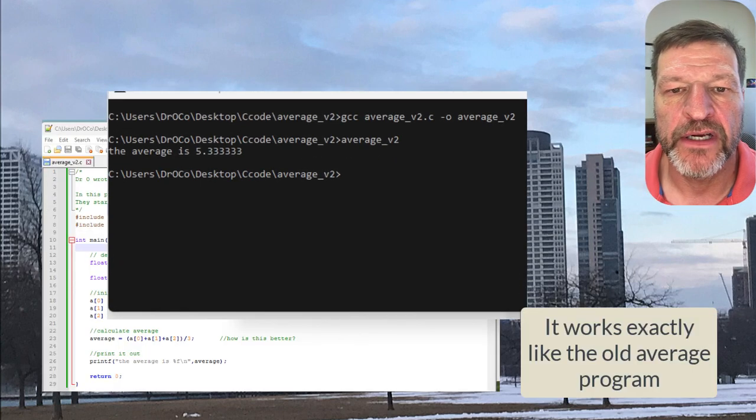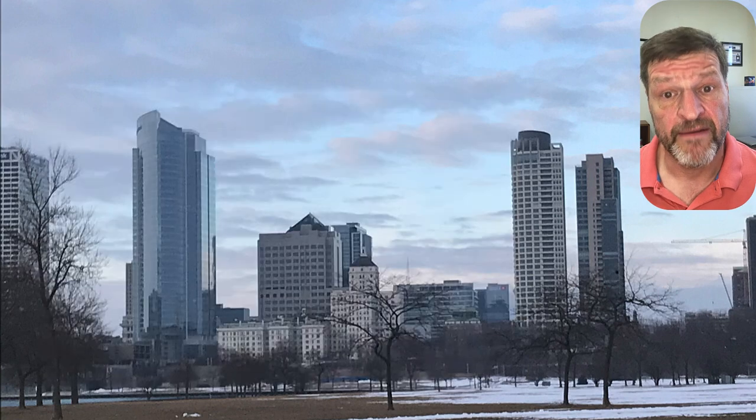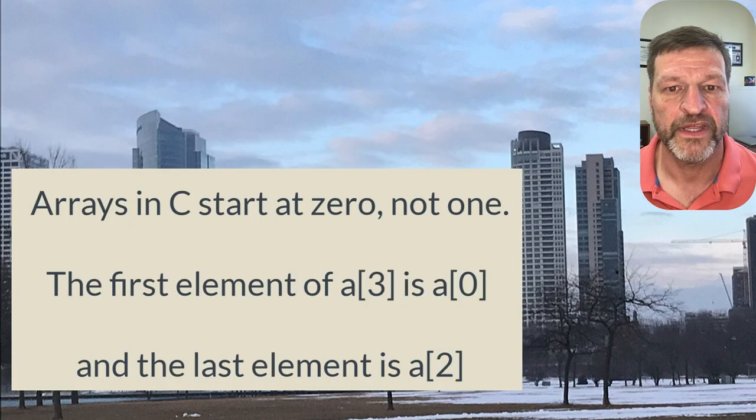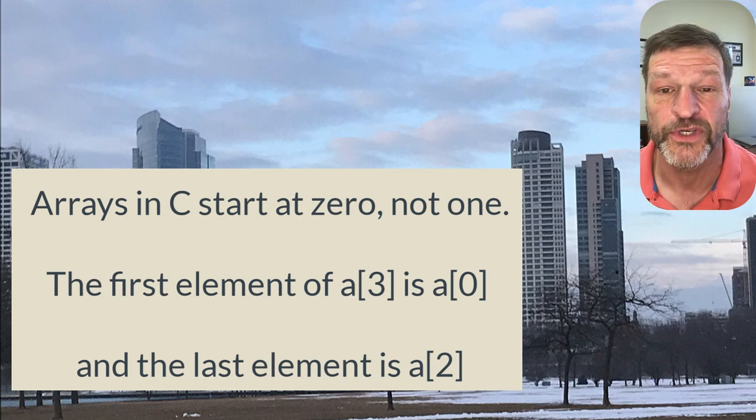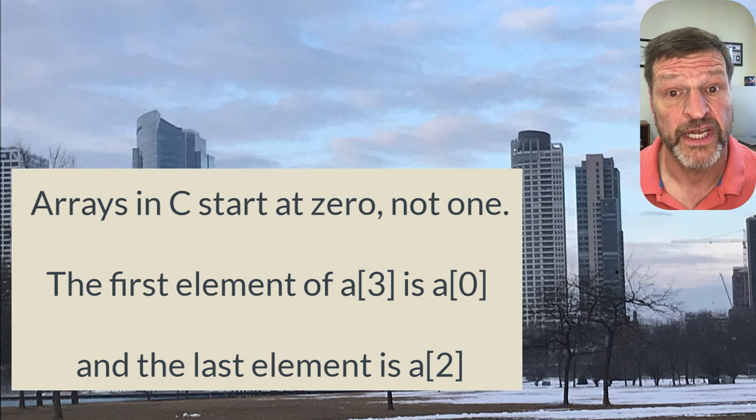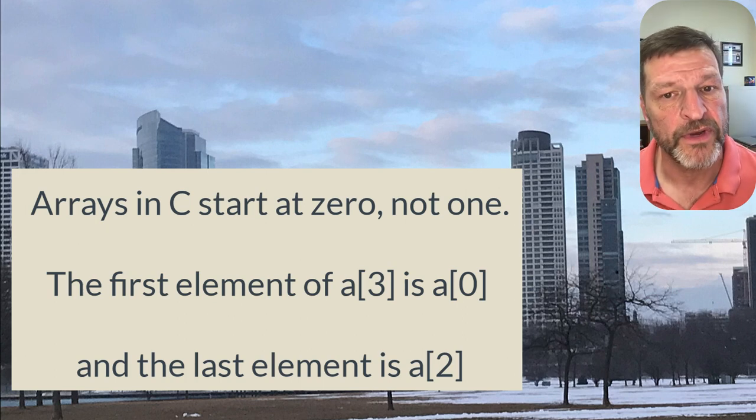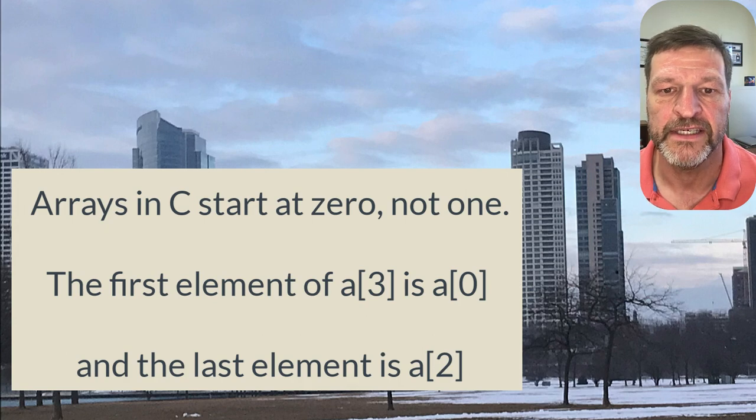When we compile and run this program with the array, it works just like the old program with A, B, and C, no difference. The one thing to emphasize is that C arrays start at 0. If there's one factoid you can take from this short lecture, it's that. C arrays start at 0, not 1. It's a 3-element array, but the last element is A sub 2.